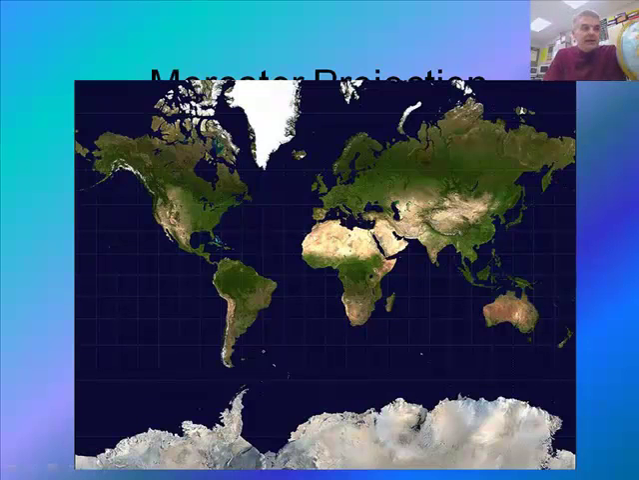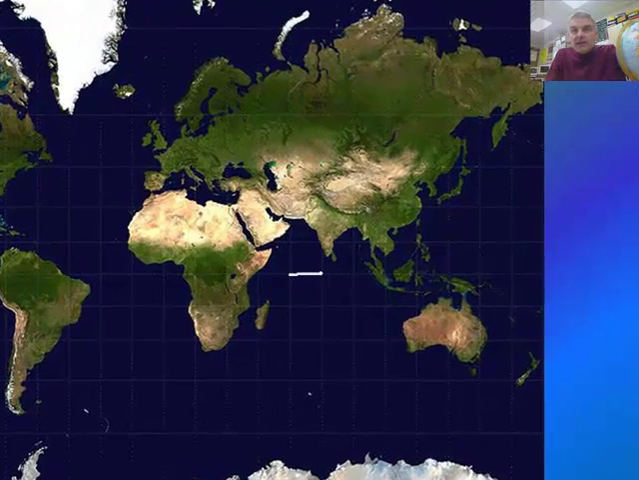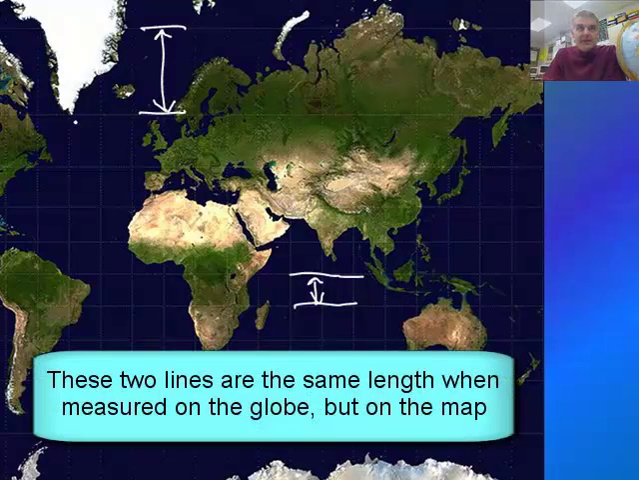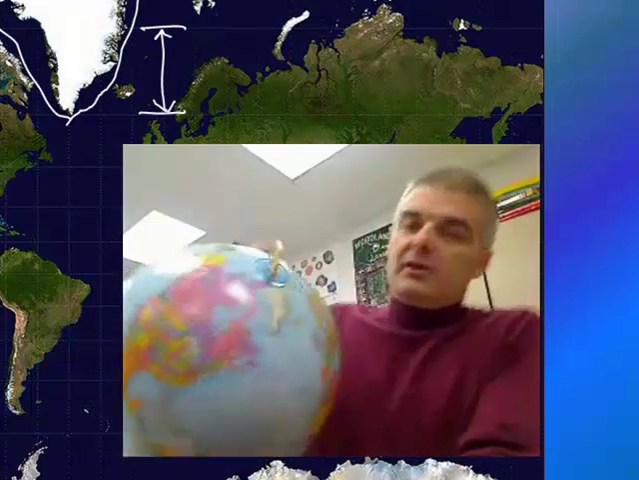So if you look carefully again at the lines, this distance between this line and this line is the same as the distance between these two. Well, of course, those look very different. But the net effect is that Greenland, at least in this example, looks much larger than it is. But if you look at it, let's zoom in on the globe. If you look at it here on the globe, Greenland is not near as big as you would think it would be. And often it also makes Alaska look huge.